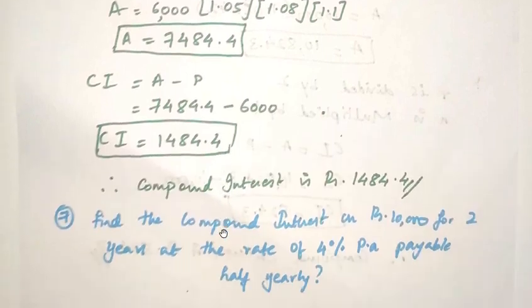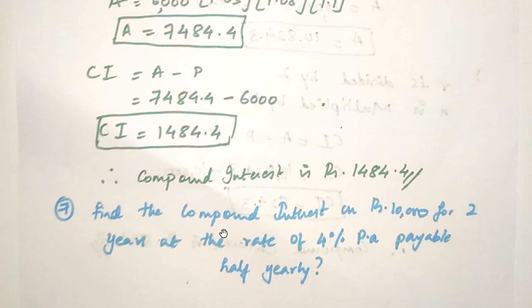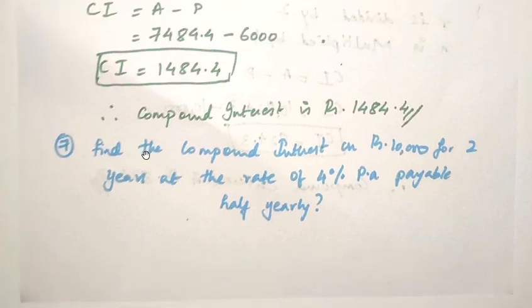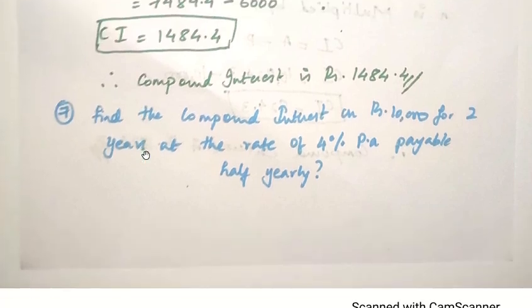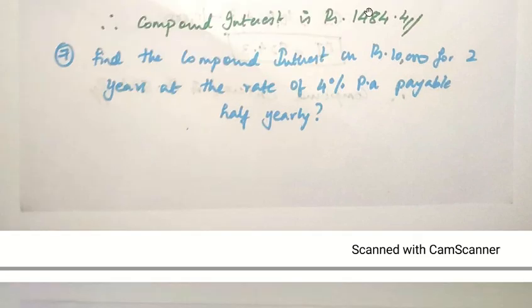So when you multiply it, you get amount is equal to 7484.4. So your compound interest is amount minus principal, 7484.4 minus 6000. So your compound interest is 1484.4. Therefore compound interest is 1484.4. So your next question: find the compound interest on rupees 10,000 for 2 years at the rate of 4% per annum payable on a half yearly basis.